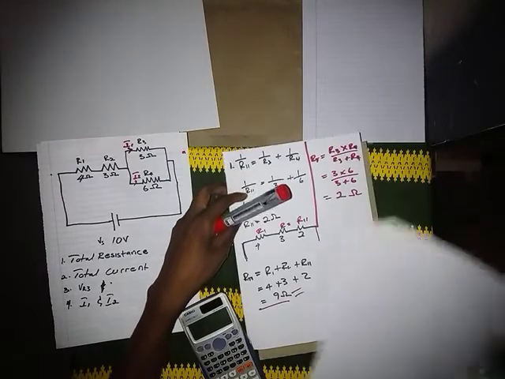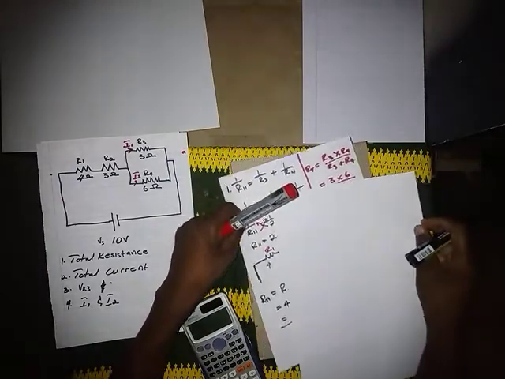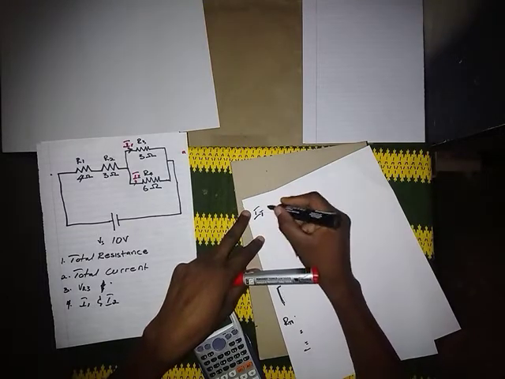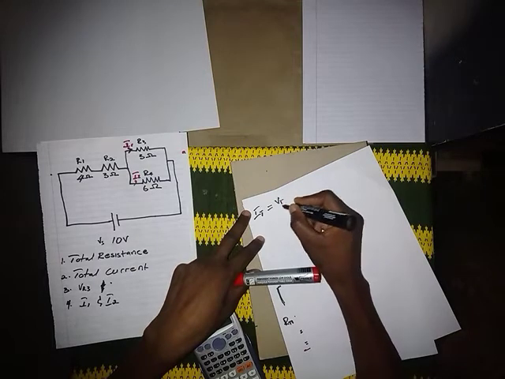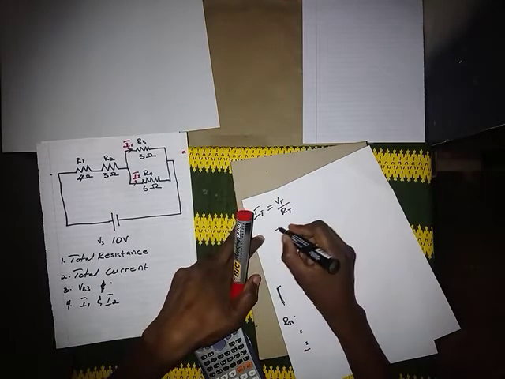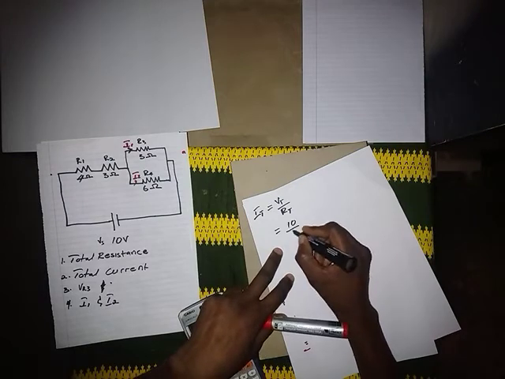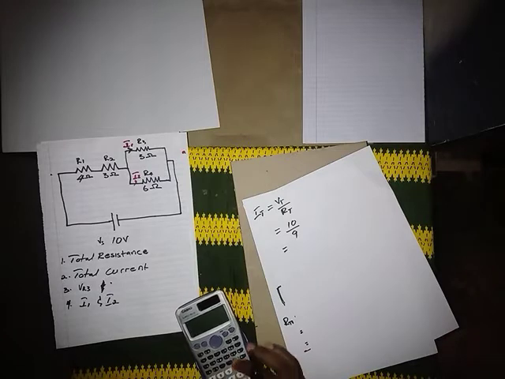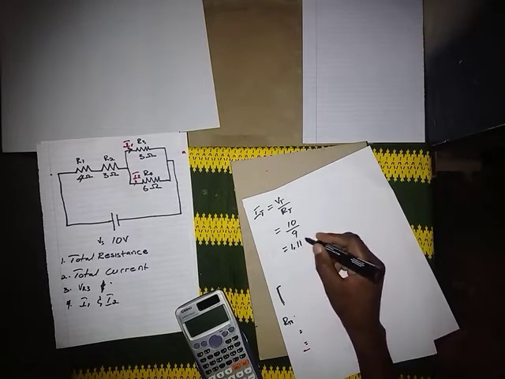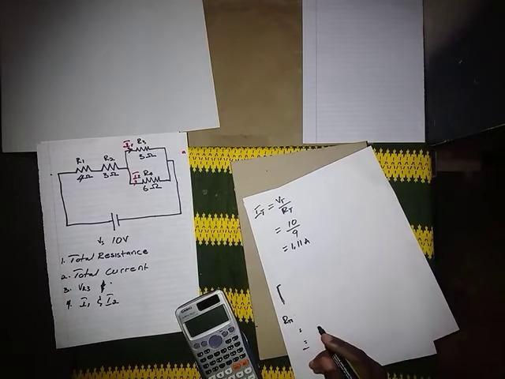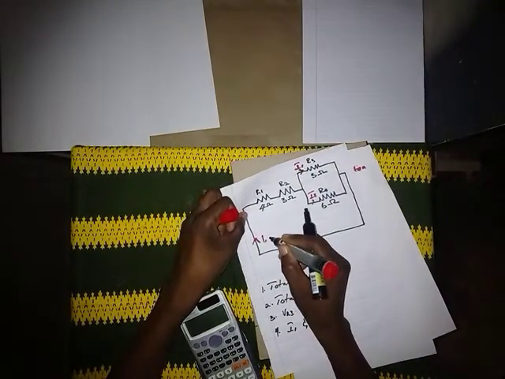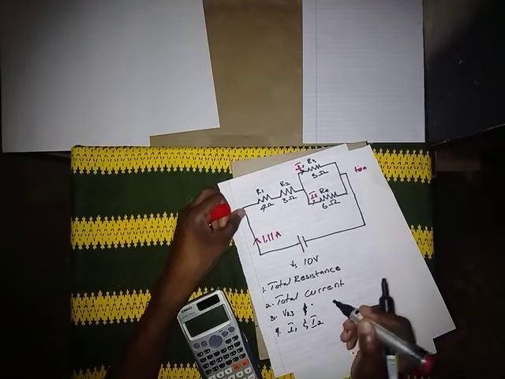Question 2, what does question 2 say? It says calculate the total current. So IT is going to be VT over RT, which is 10 over 9, which is 1.11 amps. IT is the current that is flowing here. It's going to be 1.11 amps.